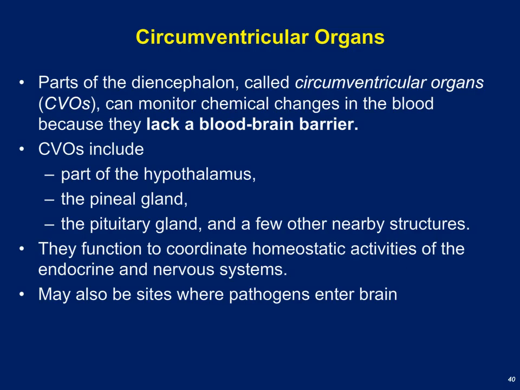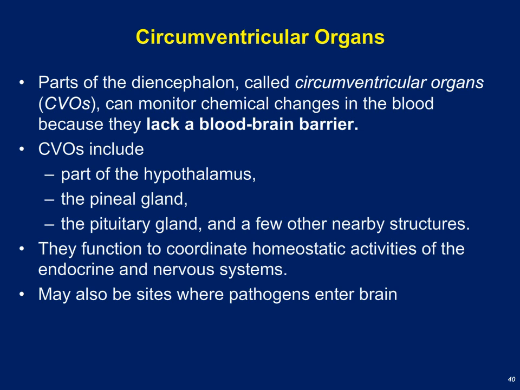Now we need to talk about something called the circumventricular organs. The ventricles, again, were those hollow spaces inside the brain. The largest ventricles were our left and right lateral ventricles. Now, surrounding that, we have organs such as the hypothalamus, the pineal gland, and even the pituitary that basically have a breakdown in the blood-brain barrier. Remember, the blood-brain barrier was there to protect the brain from pathogens moving from the bloodstream into the brain, and also to keep the ion concentration correct. However, we do have intentional breaks in that blood-brain barrier within our circumventricular organs.